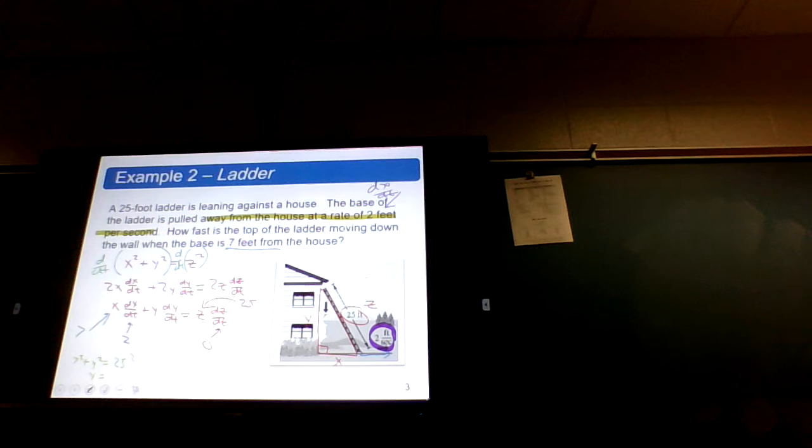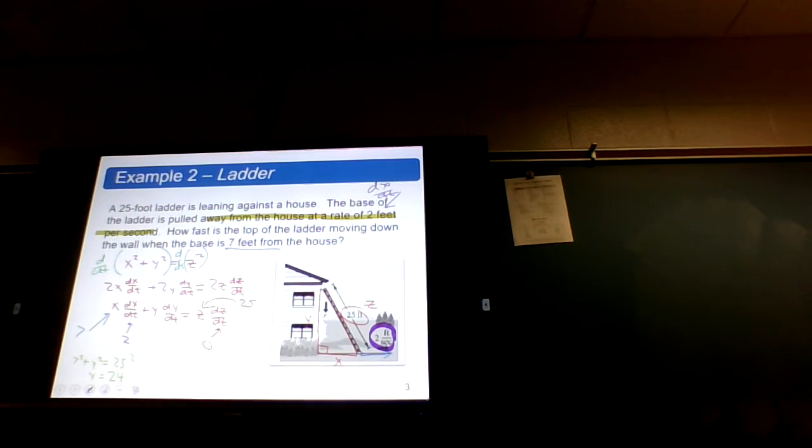Then you guys can work that out, but let's pretend you did. It turns out to be 24. Can you just trust me? 25 squared is 625. 7 squared is 49. If you subtract 49 from 625, you get 576, and the square root of that is 24.